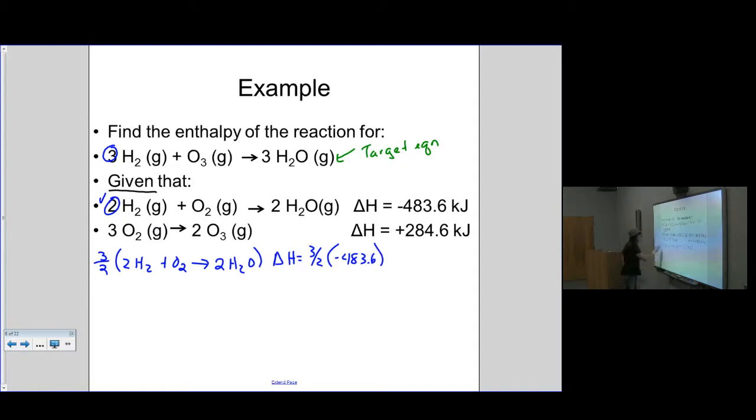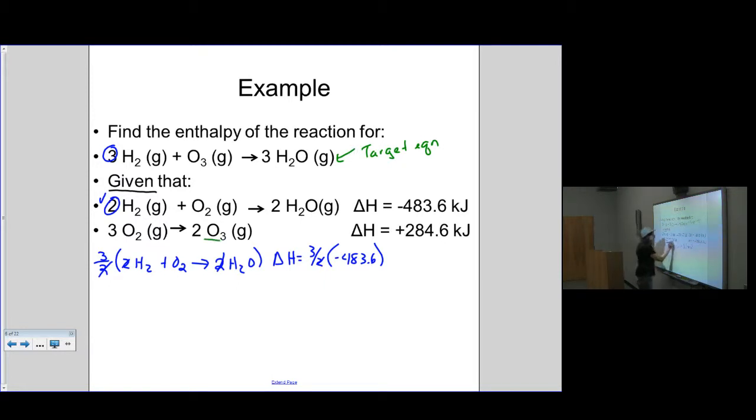Okay, so when I cancel, this is going to give me the same coefficients as I had before. I'm not going to put this together for just a minute. I just want you to see that by multiplying by 3 halves, I'm going to end up with the right number of coefficients. Now, I want to focus on this reaction and this reaction for a minute.